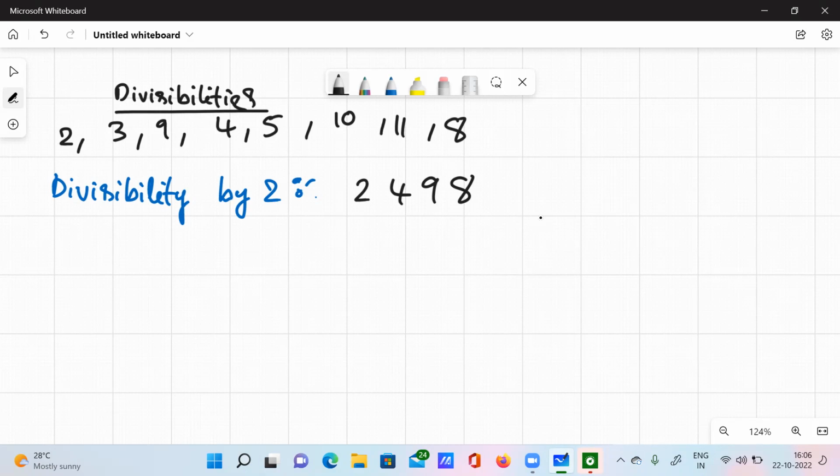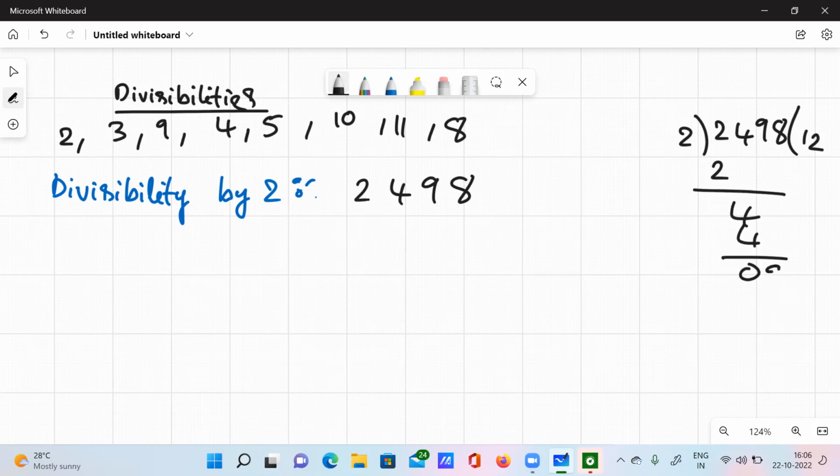We can simply do division like this, 2 into 2498. 2 ones are 2, 2 twos are 4, 0, 9, 2 fours are 8 and 1, 8, 2 nines are 18. So it's actually getting divisible by 2. But this kind of checking is a whole lot of process and involves time consumption, so we don't want to approach this particular process here.